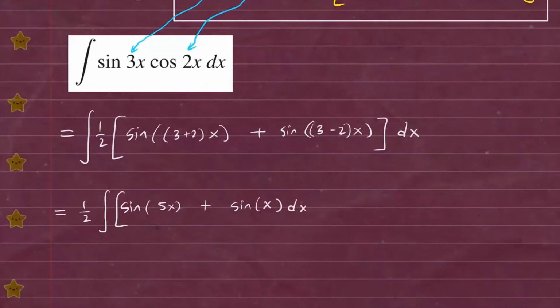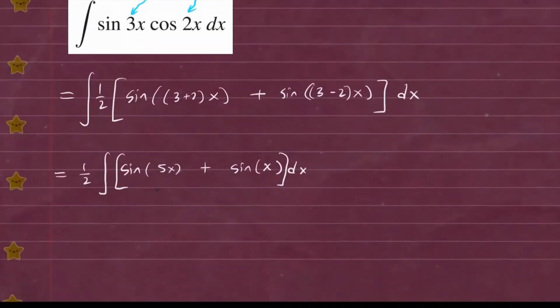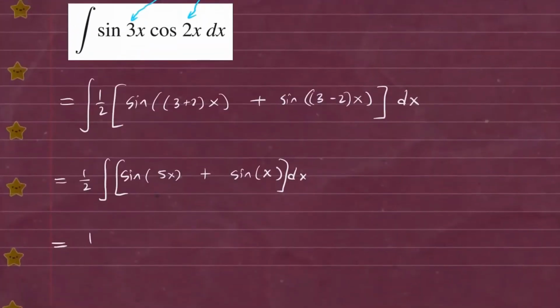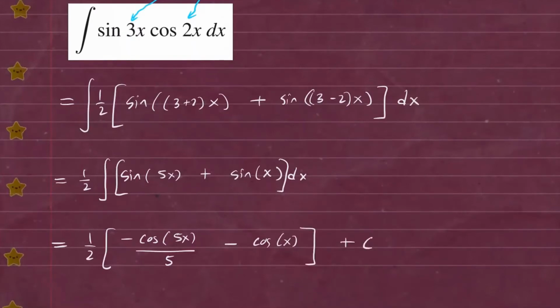And we know how to integrate each of these. They're pretty straightforward. We know them from our previous knowledge. So this is 1/2 times the integral of sine, which is negative cosine of 5x divided by 5. And then again, integral of sine, that's negative cosine of x plus c. So that is our final answer.